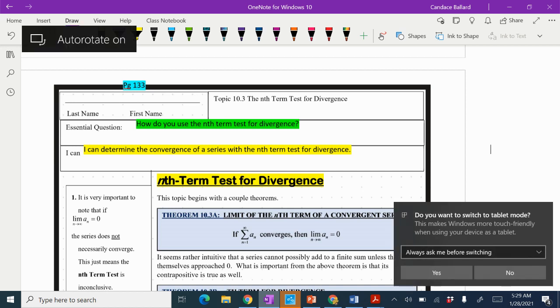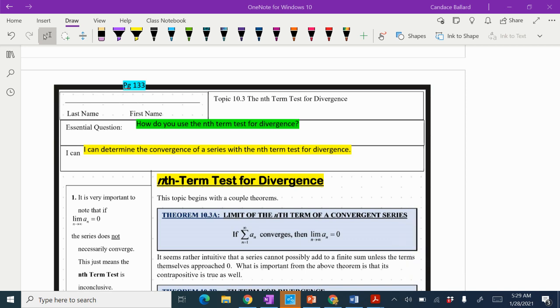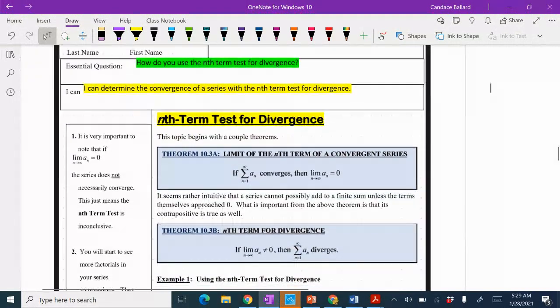In this video, we're going to talk about topic 10.3, the nth term test for divergence. So we're going to answer the question, how to use the nth term test for divergence, and by the end of the lesson, you're going to be able to say, I can determine the convergence of a series with the nth term test for divergence.